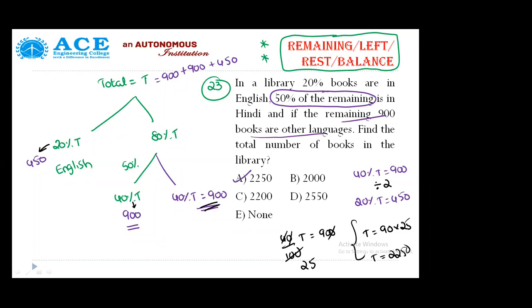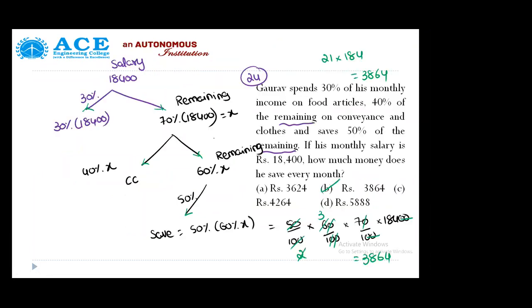Total books is all these three: 20 plus 40 is 100%, right? 100% of the T means nothing but T only. Yes sir. But sir, in the next question you did 60% of x, that is 50 into 60% of x. No, see, that's what we check here. Here, of this remaining, remaining is 60, and 50% means 50. You just read the question: save 50% of the remaining.